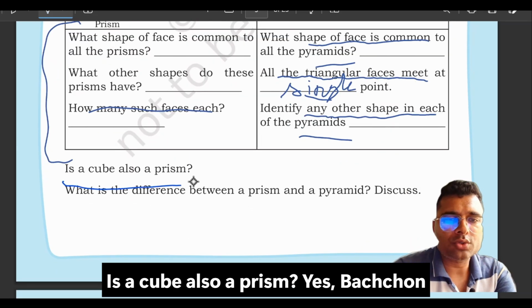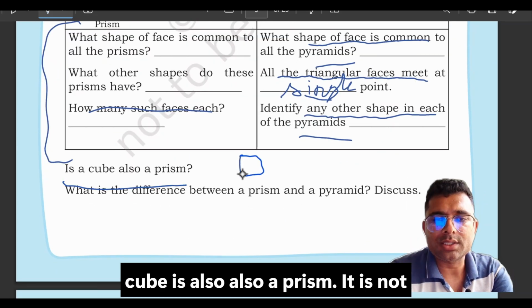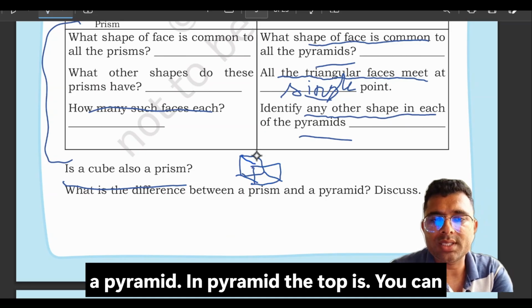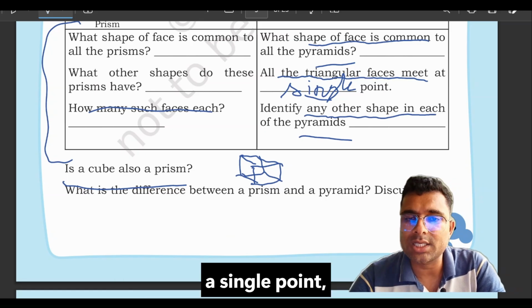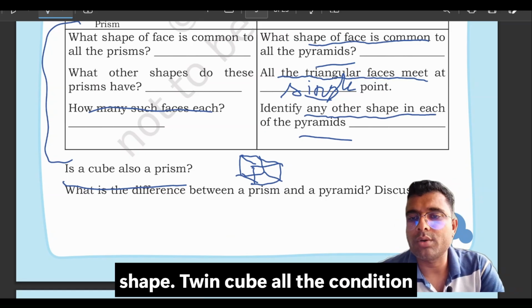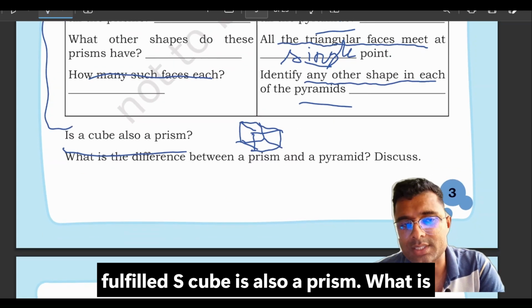Is a cube also a prism? Yes, bachcho, a cube is also a prism. It is not a pyramid. In a pyramid, at the top all the faces meet at a single point, but in a cube all the conditions of a prism are fulfilled. Yes, a cube is also a prism.